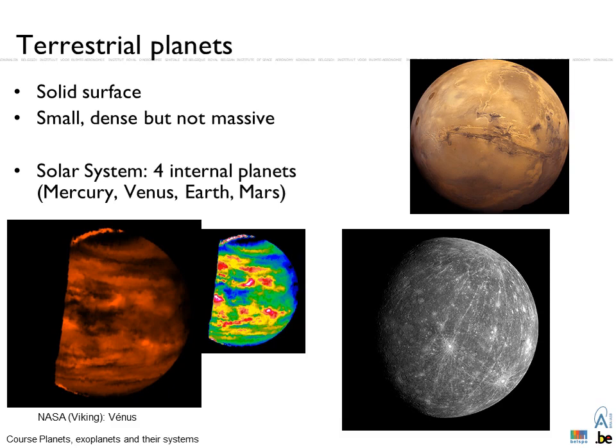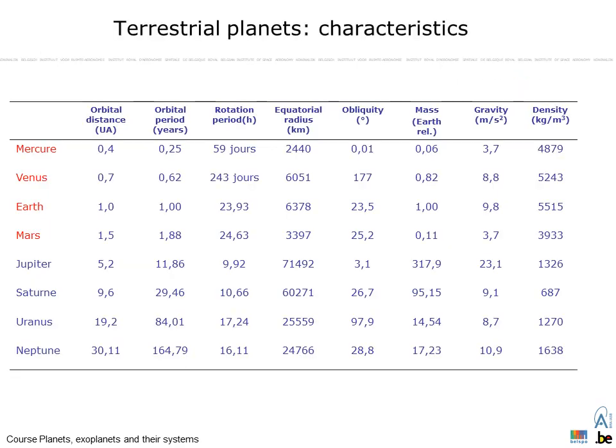Terrestrial planets have a solid surface, and are small, dense, but not massive bodies. In our solar system, there are 4 such planets: Mercury, Venus, Earth, and Mars. Some characteristics of the planets in our solar system are reported in this table, indicating some orbital parameters.